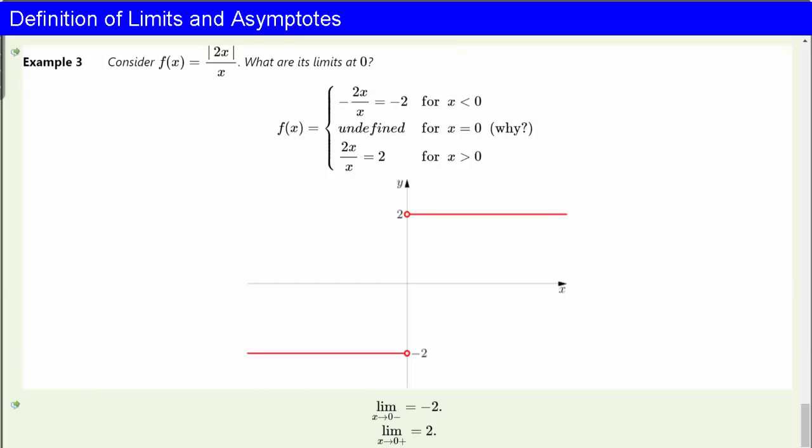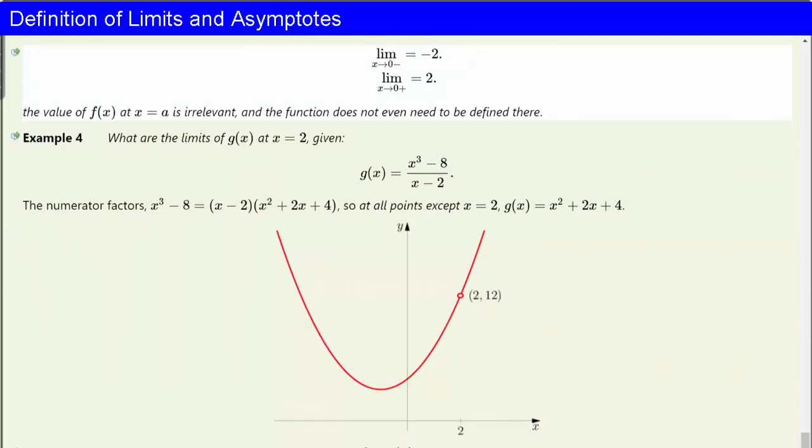It is clear that as x approaches 0 from the left, the values of f of x are always minus 2, and so the limit as x goes to 0 from the left is minus 2. From the right, the values of f of x are always plus 2, so the limit as x tends to 0 from the right is 2.